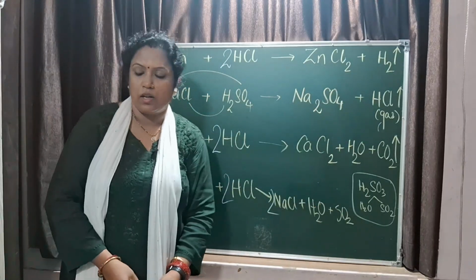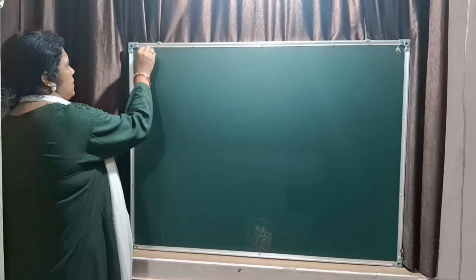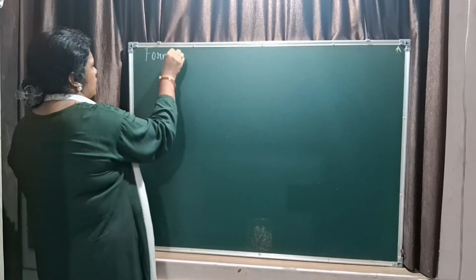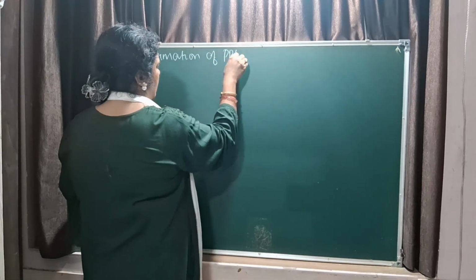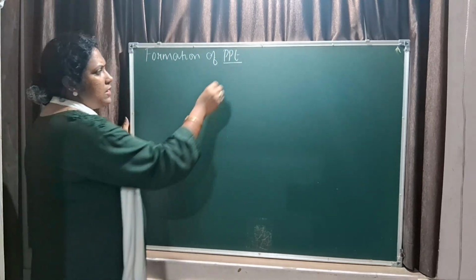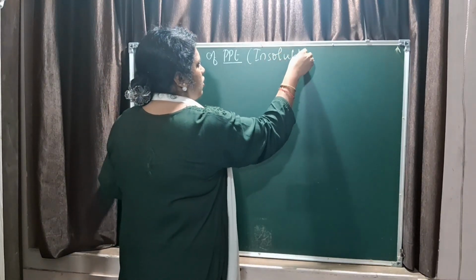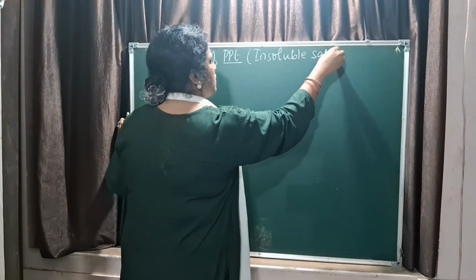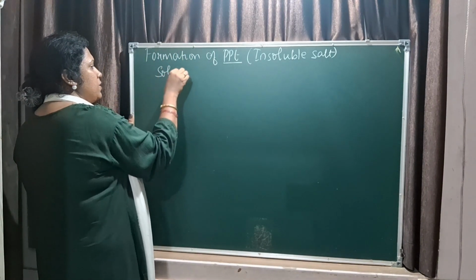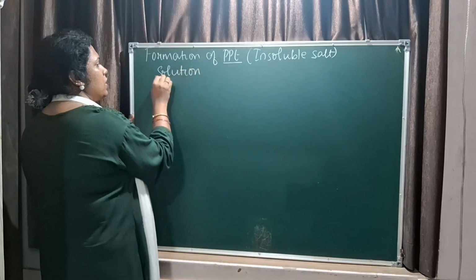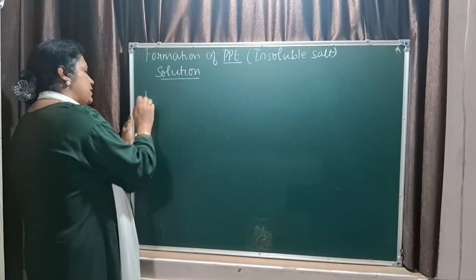Is that understood? Now next one is the formation of precipitate. Now precipitate is insoluble salt. Insoluble salt formed in solution. So the important criteria for the formation of precipitate is the solution. The reactant should be in solution form. Let us take the first example.